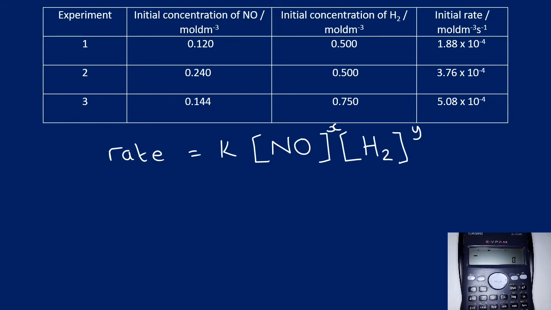Okay, so what we're going to do is find two experiments where the concentration of one of the reactants doesn't change. In this case, I can see that experiments 1 to 2, the concentration of H2 does not change. Concentration of NO is doubling.